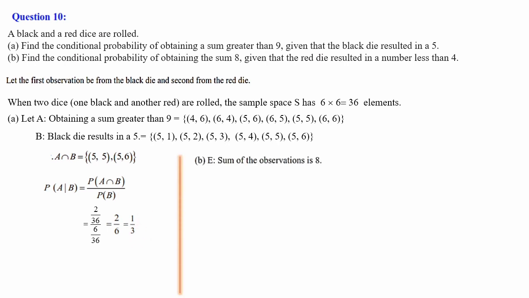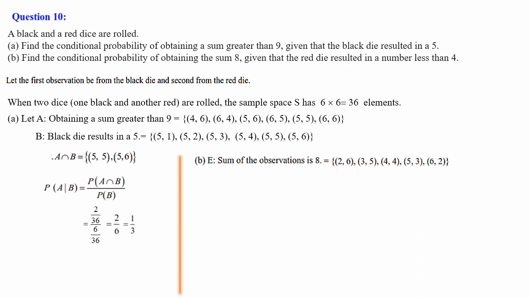Then the second question, find the conditional probability of obtaining the sum 8. Sum 8 that we have taken as E. Then the possible outcomes are 2-6, 3-5, 4-4, 5-3, 6-2. These are the possibilities. When we add these two numbers, you will get 8. 2 plus 6 is 8. 3 plus 5, 8. 4 plus 4, 8. 5 plus 3, 8. 6 plus 2, 8. So possible outcomes we have written.